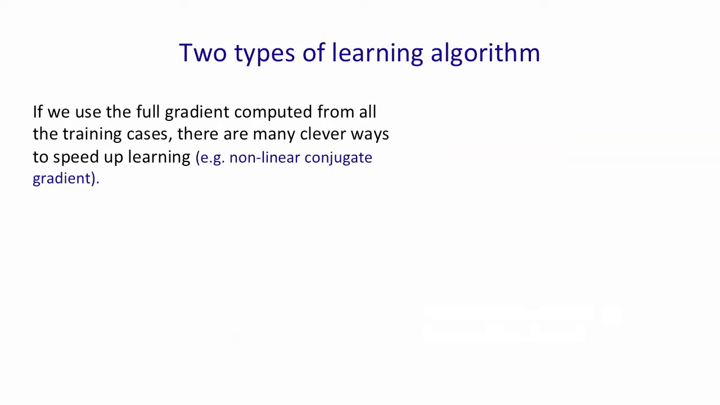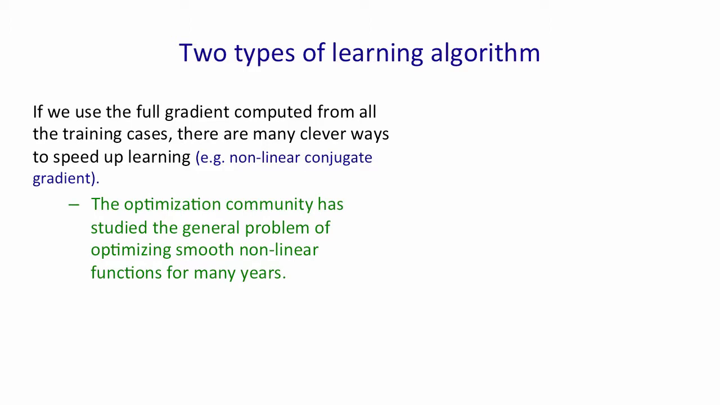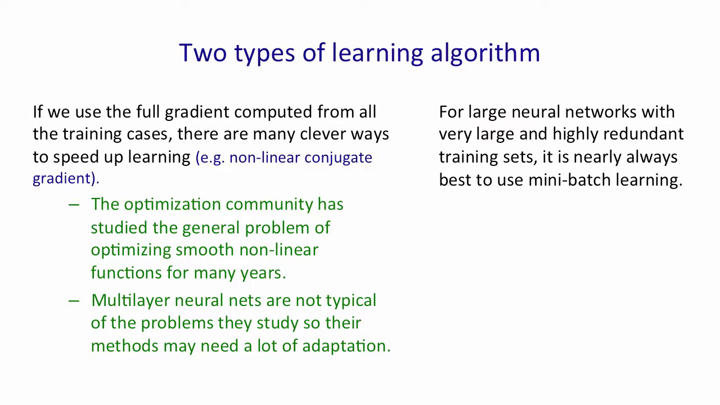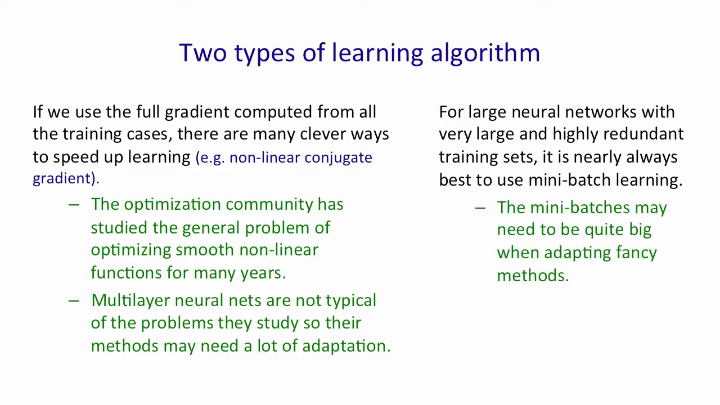So basically there's two types of learning algorithms for neural nets. There's full gradient algorithms, where you compute the gradient from all of the training cases, and once you've done that, there's a lot of clever ways to speed up learning. There's things like nonlinear versions of a method called conjugate gradient. The optimization community has been studying the general problem of how you optimize smooth nonlinear functions for many years. Now, multilayer neural networks are pretty untypical of the kinds of problems they study, so applying the methods they developed may need a lot of modification to make them work for these multilayer neural networks. But when you have highly redundant and large training sets, it's nearly always better to use mini-batch learning. The mini-batches may need to be quite big, but that's not so bad because big mini-batches are more computationally efficient.